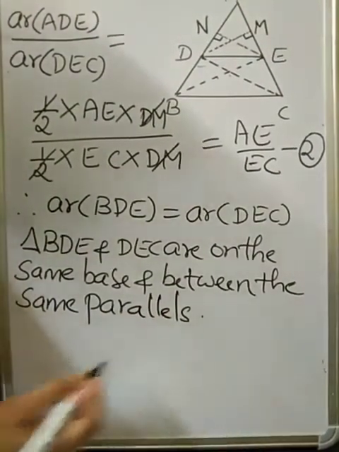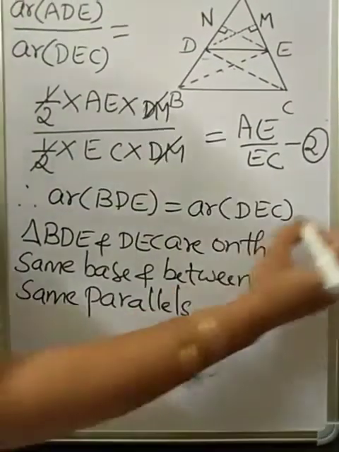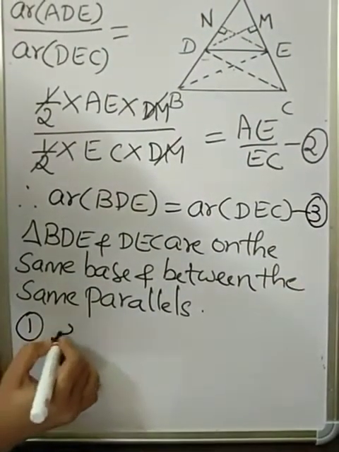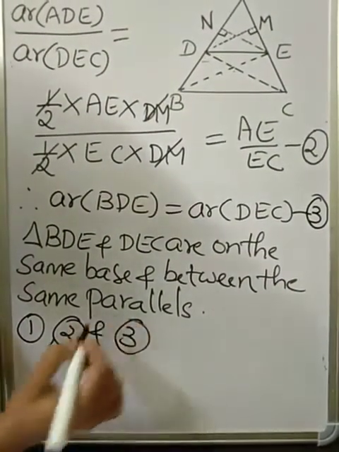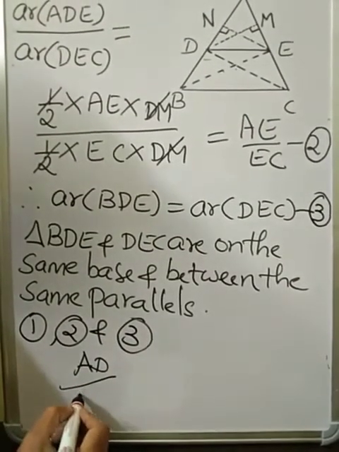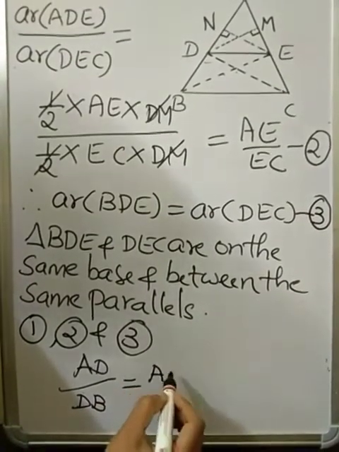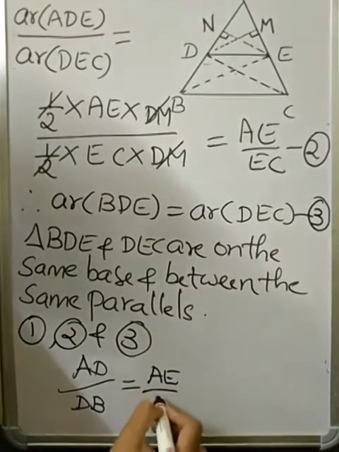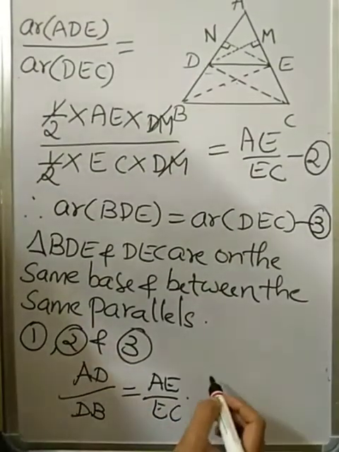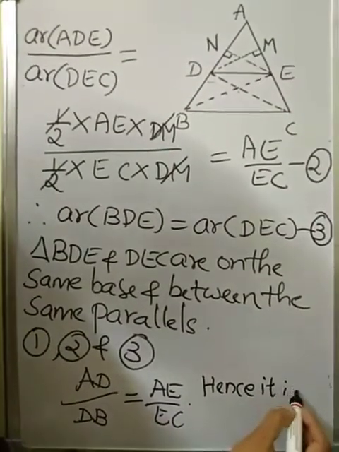Yes, now what we have got? Let us see. We are coming to the end point. This is equation 3. From 1, 2 and 3 we have proved here that AD by DB is equal to AE by EC. The last point, everyone likes this, that is, hence it is proved.